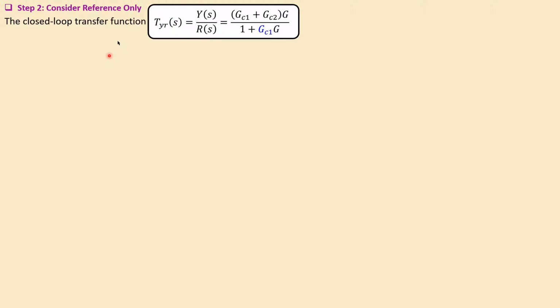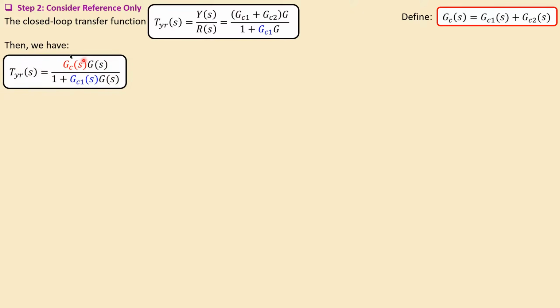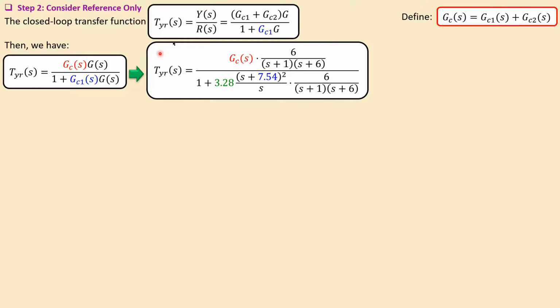Now looking to step 2, which is to consider only the reference input. The closed loop transfer function for that was already given again here, and we can now define these two controllers with a new name, a total controller, just GC, which is the summation of GC1 and GC2. Then we just rename this, and it will be expressed in this form.